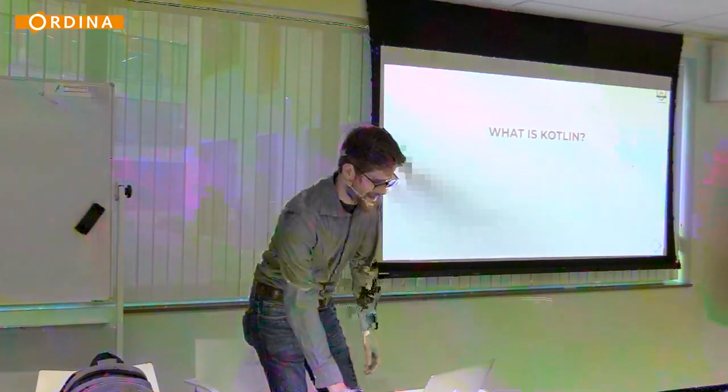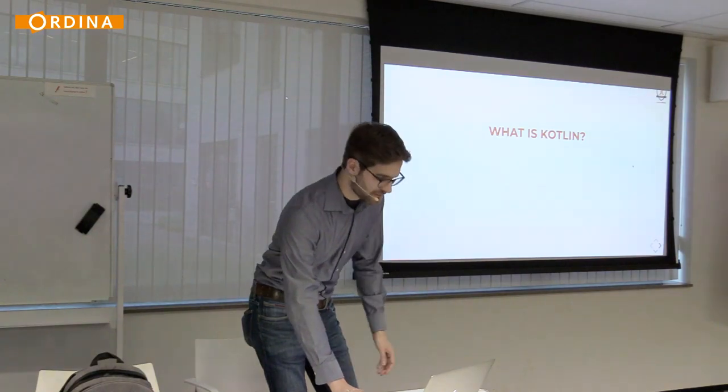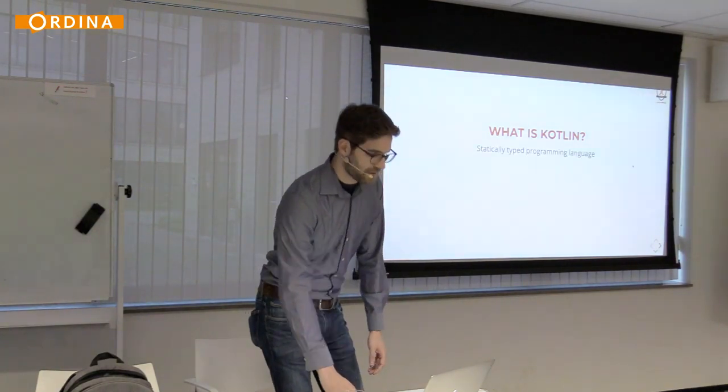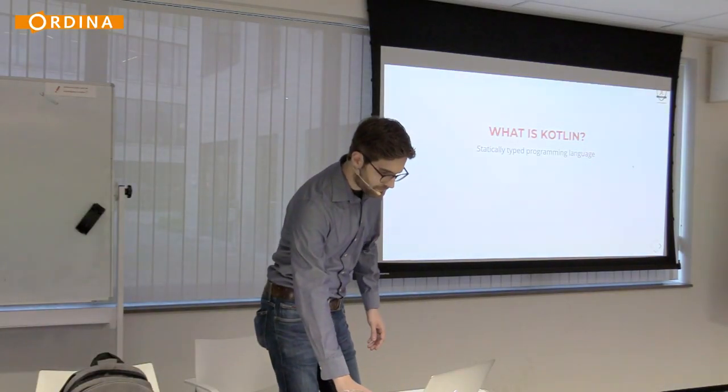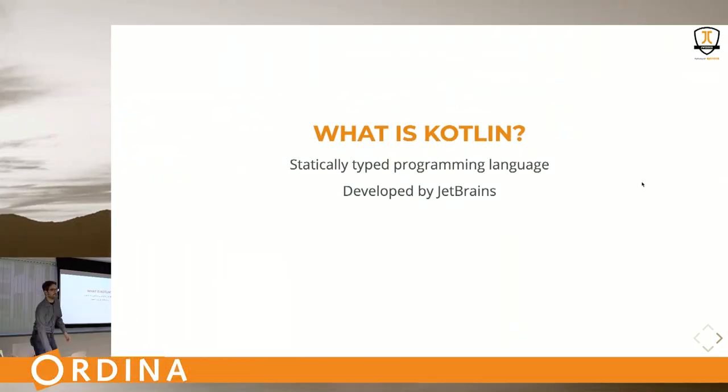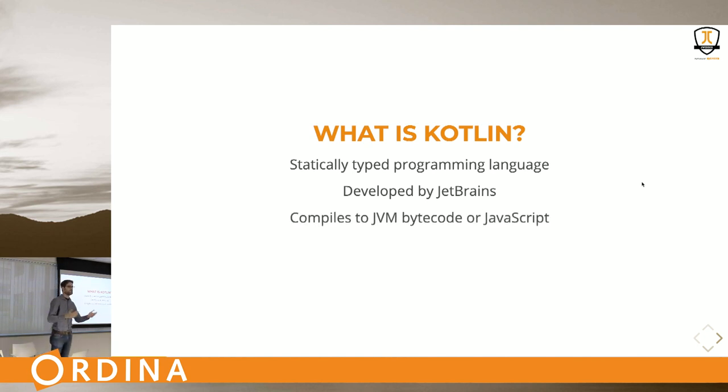So, okay. Now, what is Kotlin really? It's obviously not an island, but a statically typed programming language, just like Java, where our types are known at compile time. It's developed by JetBrains, the people behind IntelliJ, which is the editor most of us use. And it compiles to JVM bytecode, just like Java and other JVM languages. And it can also compile to JavaScript.